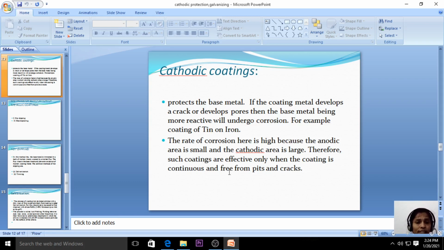Therefore, such coatings are effective only when the coating is continuous and free from pits and cracks. The cathodic coating is preferable only when the coating metal is free from cracks and pits. So that is anodic coating and cathodic coating. In anodic coating, the base metal is coated with a highly active metal, but in cathodic coating, the base metal is coated with a less active metal.